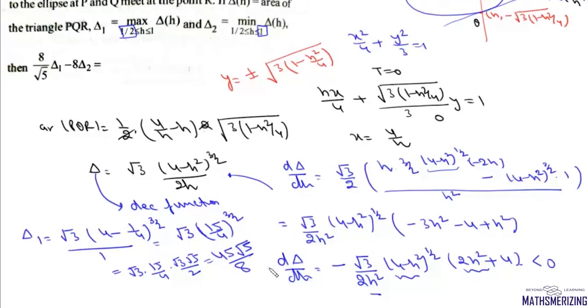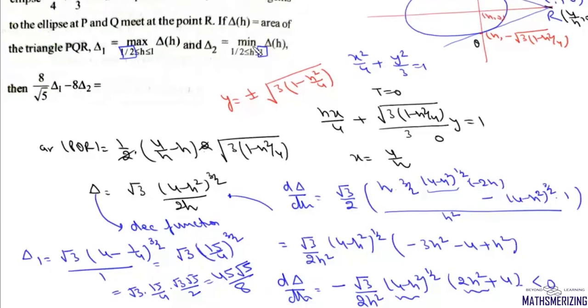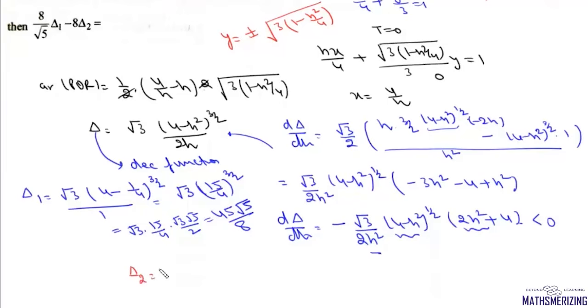Now we'll also find its minimum value, and we know that its minimum value will be when the value of h is 1. So we'll find delta 2. Delta 2 simply will be root 3, and if we put h as 1, there will be 3 to the power 3 by 2 upon 2. So it will be 9 by 2.